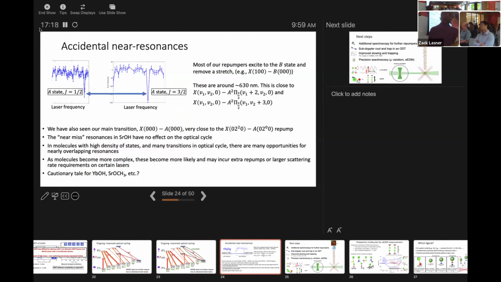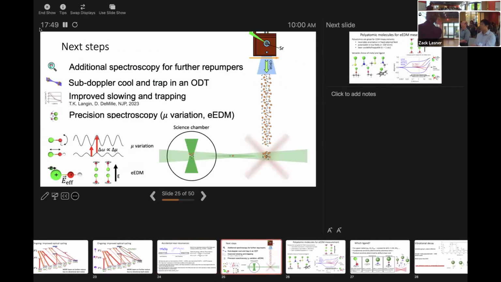By looking at spacings between these, we can start guessing what kind of state this is. But as the density of states goes up, these will become more and more likely, and for really complicated molecules, with a lot of repumps, you might be accidentally driving lots of lines that will damage the MOT performance. So this is something to be aware of as the density of states goes up and up. It may limit ultimately how crazy the molecules can be and still have this work. So next steps are just get the ODT better, and then do precision spectroscopy.